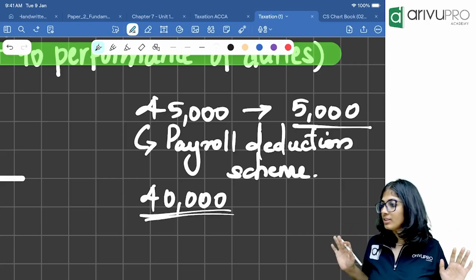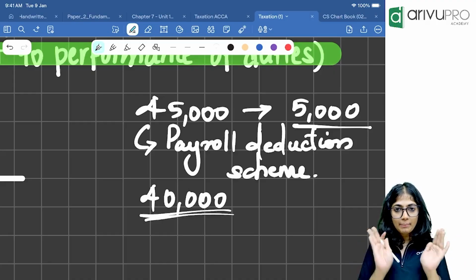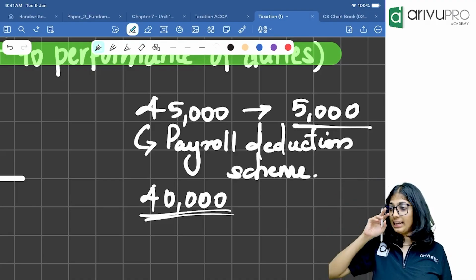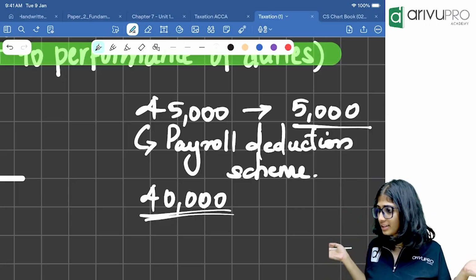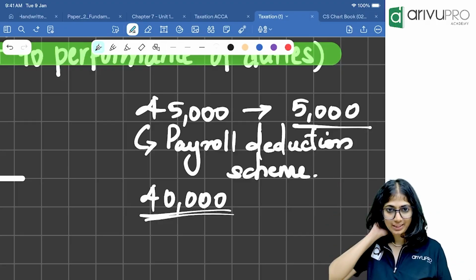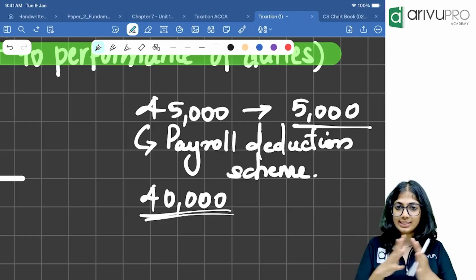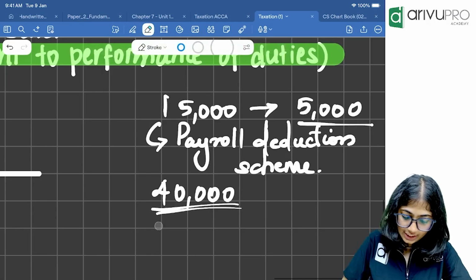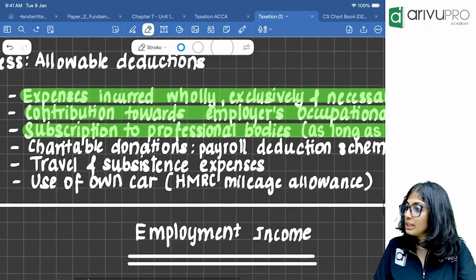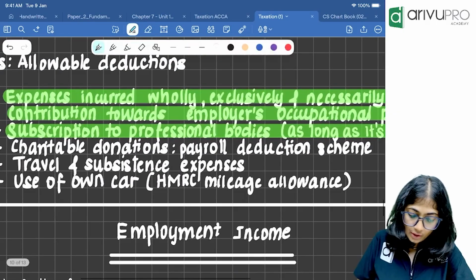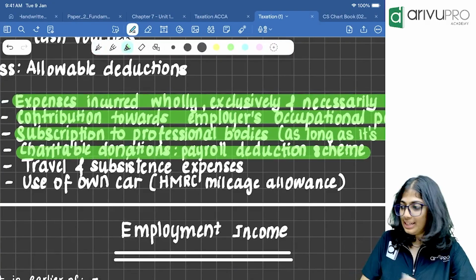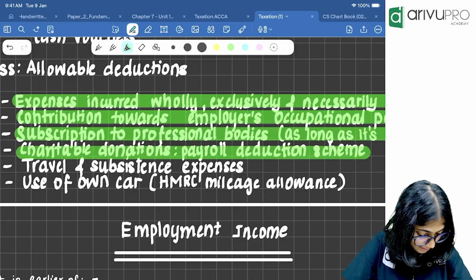You're like, this is better. Now I don't always need to make sure that at least a 5,000 buffer is there. If it's deducted directly from my salary, I don't need to worry about anything. So 40,000 you'll get in hand, and the employer will pay that 5,000 to the charitable institution. This is called the payroll deduction scheme. Any amount that you provided for charity under the payroll deduction scheme, only under the payroll deduction scheme, is an allowable deduction.